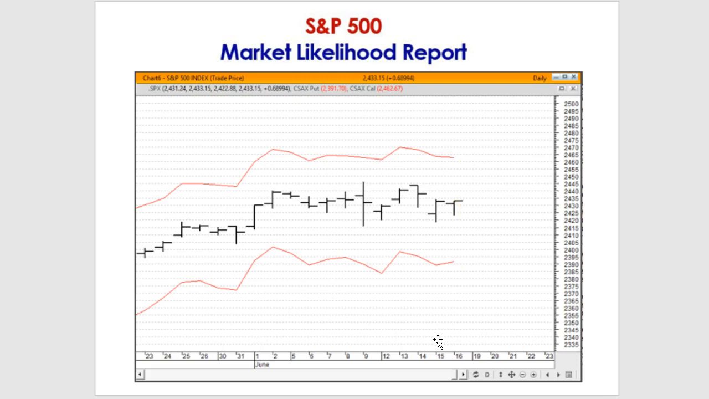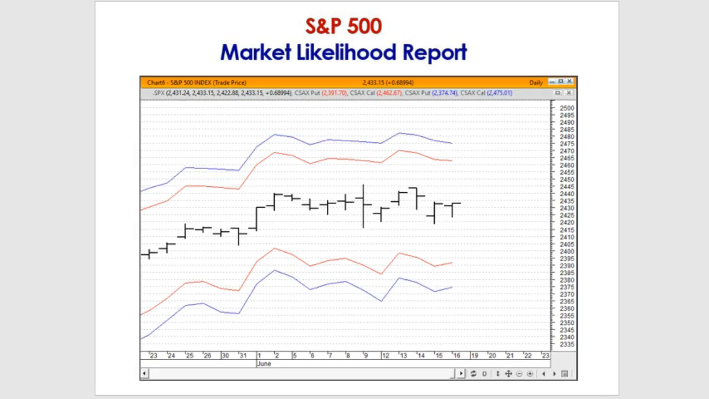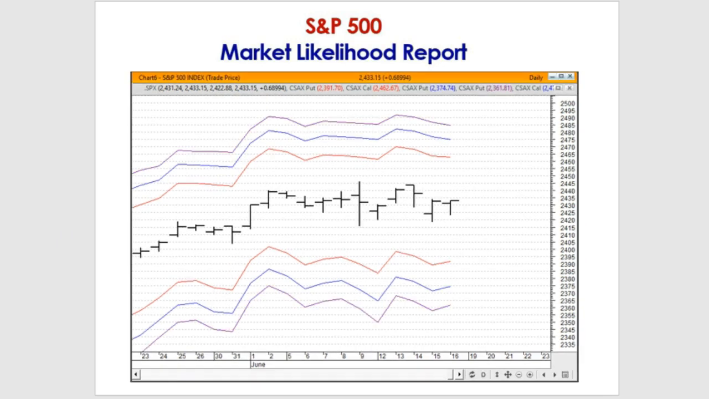And the question is, in the next 5 days, is the market going to hit the upper band, the lower band, or hit neither of them? We do this not only for 5-day bands, but also for the 10-day bands, and also we record these statistics for the 15-day bands.